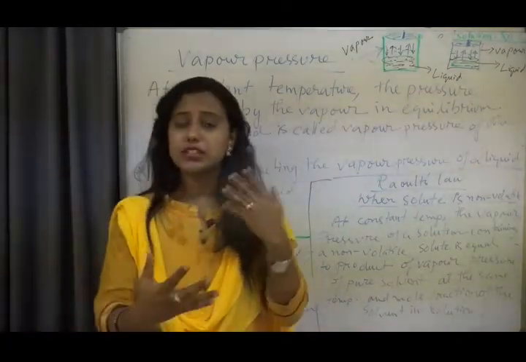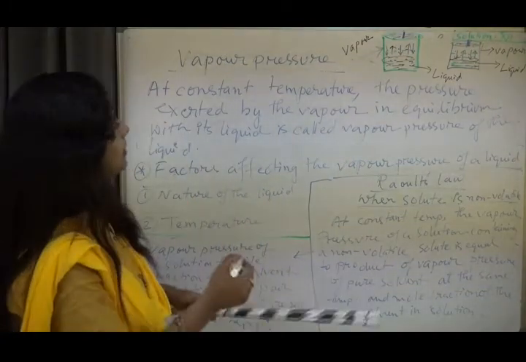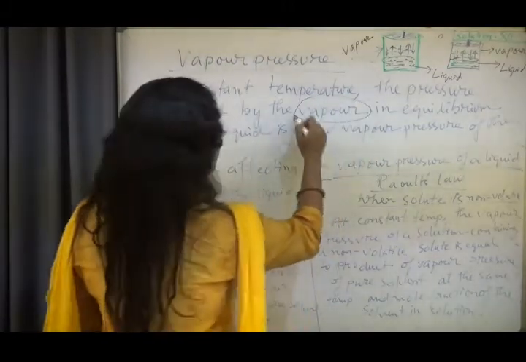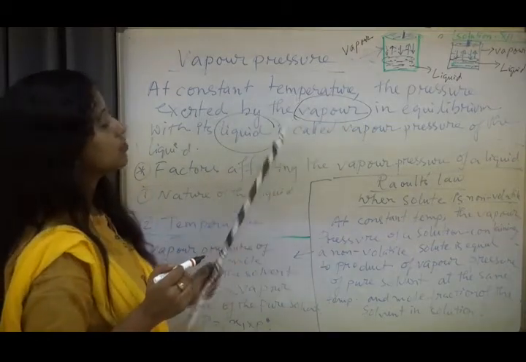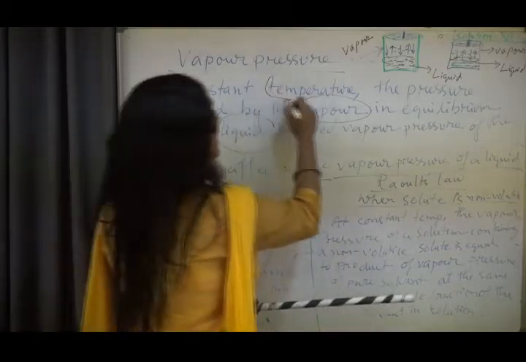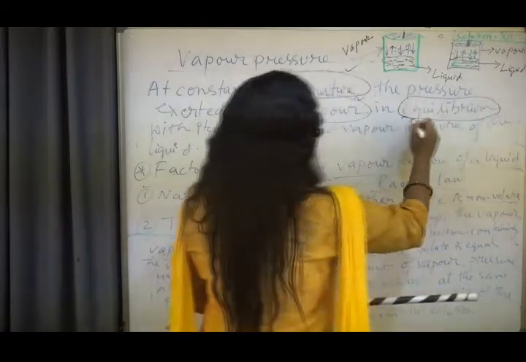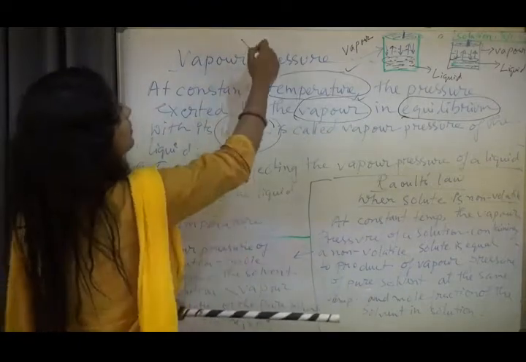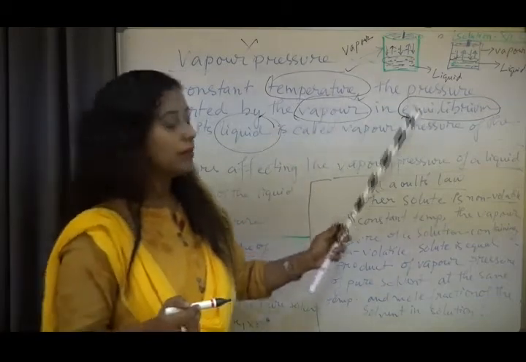So in which two substances is the equilibrium maintained? The equilibrium is maintained between the vapor and the liquid. So between these two, the equilibrium is maintained at constant temperature. These three terms are very important. If you skip the words temperature and equilibrium, then the whole law will not be correct. So these are the two important terms.